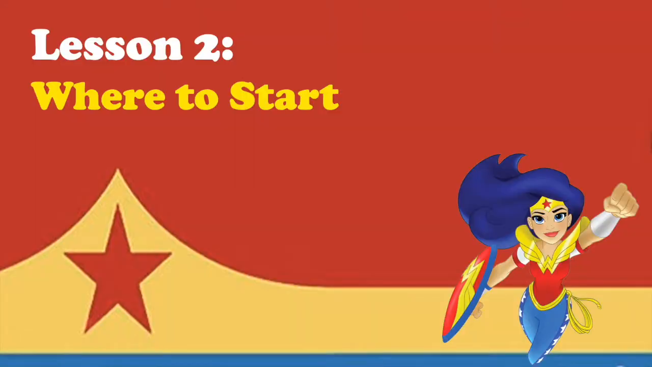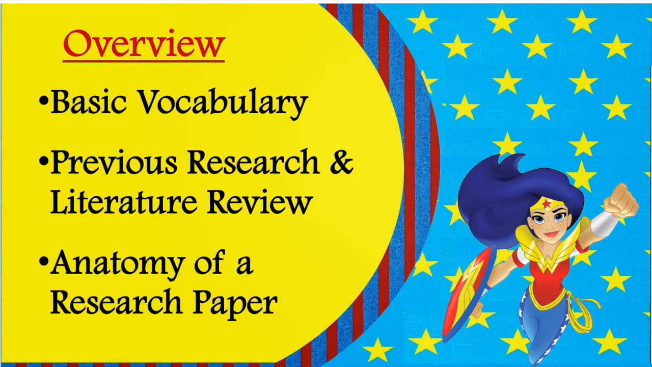This one is titled Where to Start. And what we're going to do is talk about some of the basic vocabulary involved in research methods. Then we're going to talk about the importance of previous research and what is called a literature review. And lastly, we'll wrap up our discussion by talking about the different parts of a research paper.